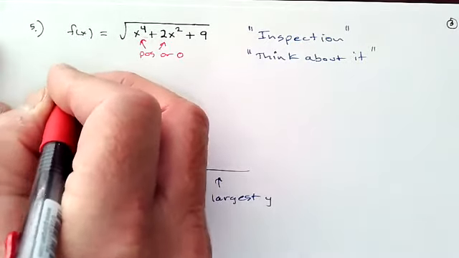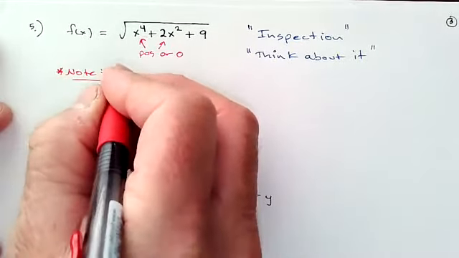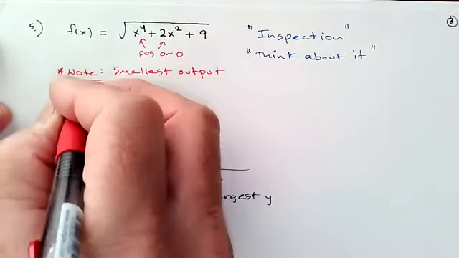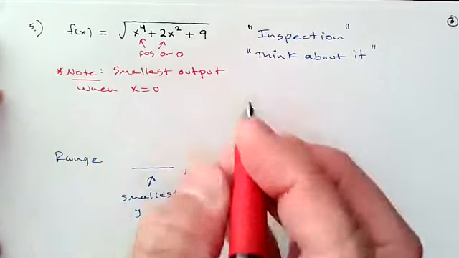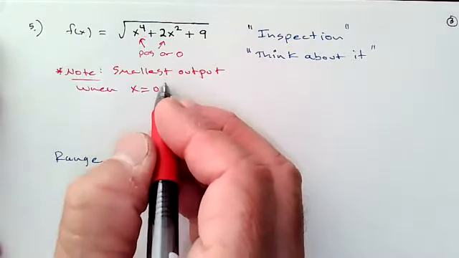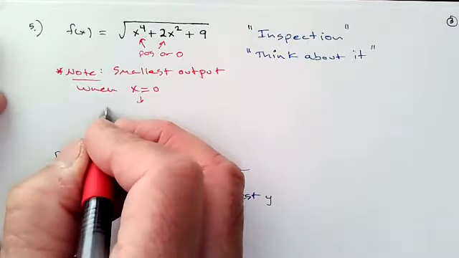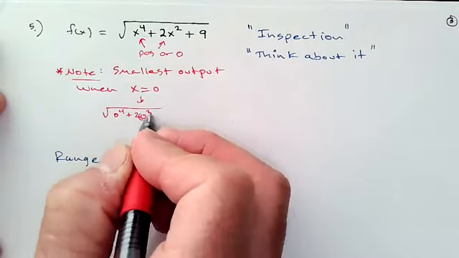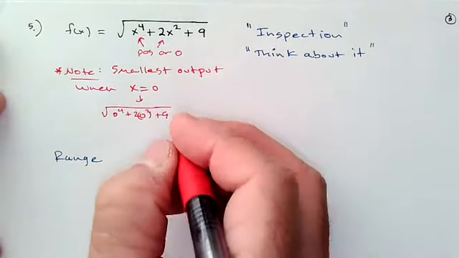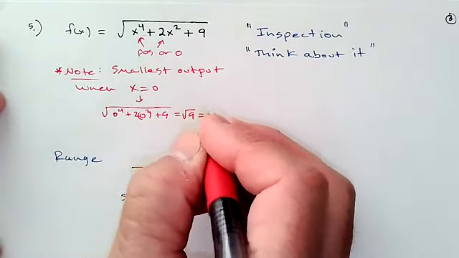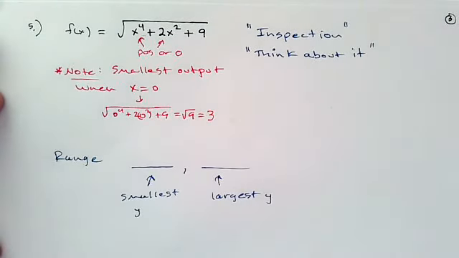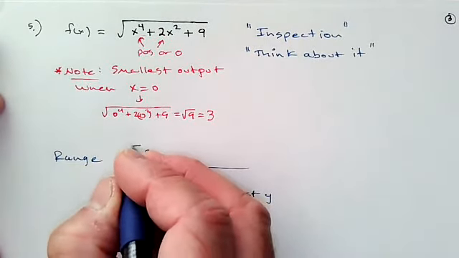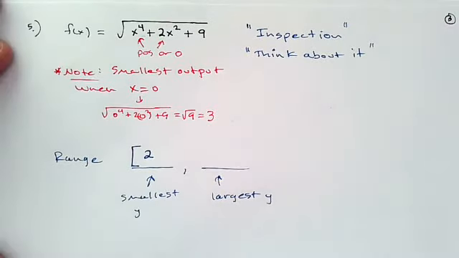So I'm going to note smallest output when x equals 0. And when x equals 0, what do you end up getting? You get the square root of 0 to the fourth plus 2 times 0 squared plus 9, which gives you the square root of 9, which is just 3. So it stands to reason that the smallest thing you could ever get out of this function for y is 3, which is going to happen when x is 0.